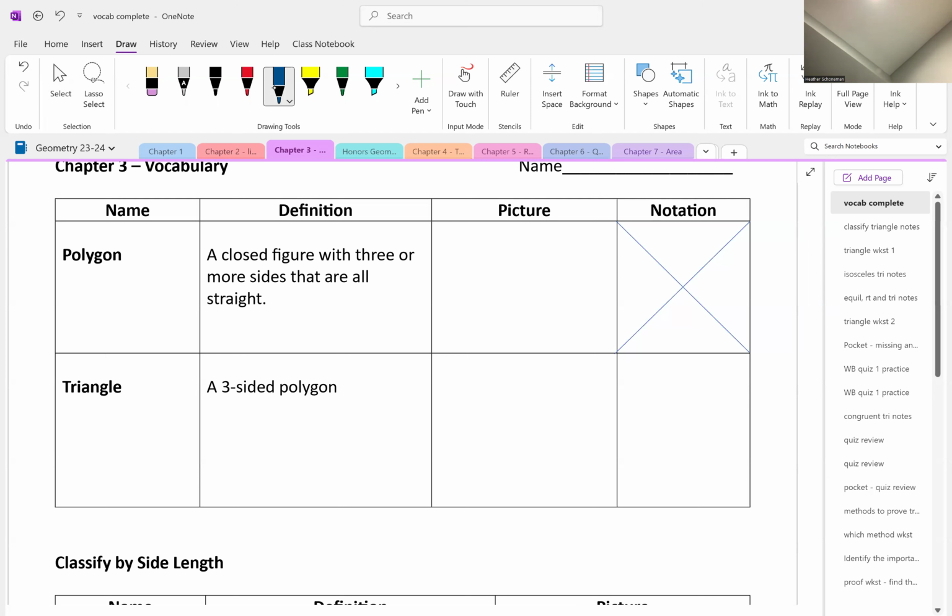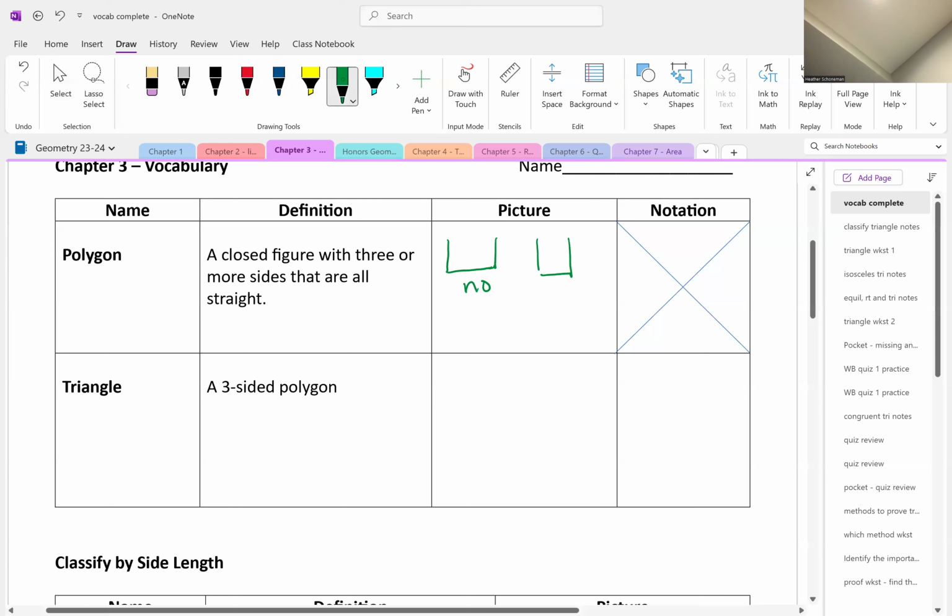So normally I just give you one good picture, but I want to give you a couple pictures just to think about it. If I drew this picture right here, that would not be a polygon because it's not closed. If I draw this picture right here, that would also not be a polygon because not all the sides are straight. So it's got to have at least three sides. They all have to be straight, and it's got to be a closed figure. So this right here would be a polygon.